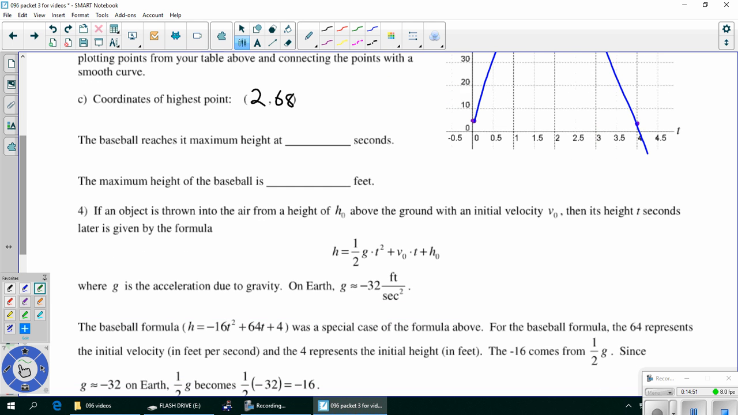Okay, baseball reaches its maximum height at how many seconds? 2 seconds, that's the 2. And the maximum height of the baseball is how many feet? 68 feet. All right, number 4 kind of generalizes what we just saw with this particular baseball equation.